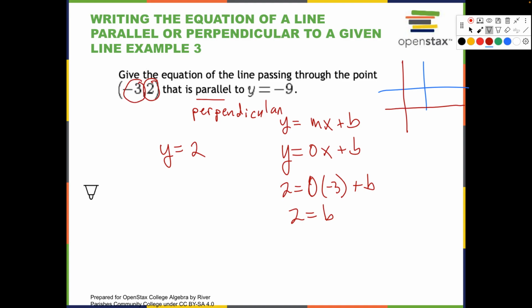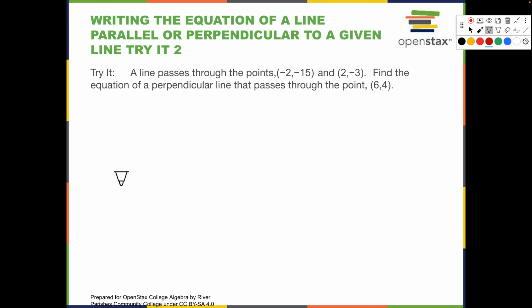X equals negative 3. So again, if you think through it, it's not so bad, but you have to conceptualize, okay, vertical lines are always x equals, horizontal lines are always y equals. And that takes some practice and getting used to. So I threw that one in there.